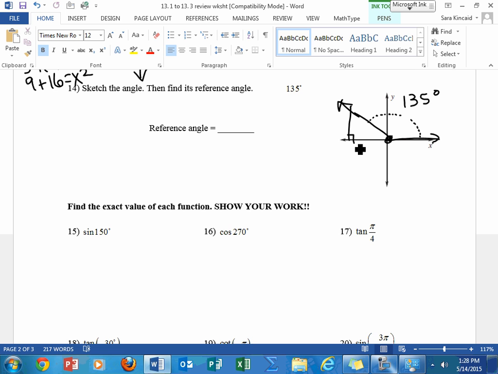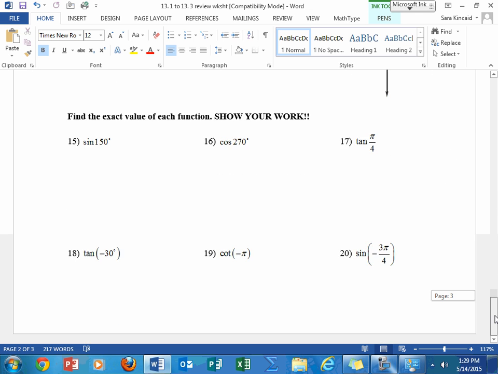So think about, we went 135 degrees. How much further would we have had to go to get right to that 180 mark? We would have had to go 45 more degrees. So the reference angle is 45. Okay, we're going to use that skill now as we complete these last 6. The last 6 here involve drawing that picture and finding those reference angles.